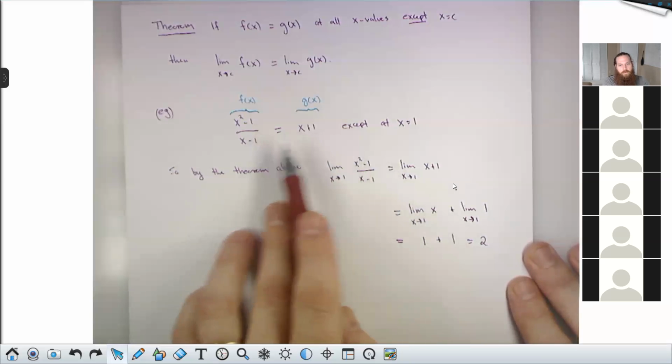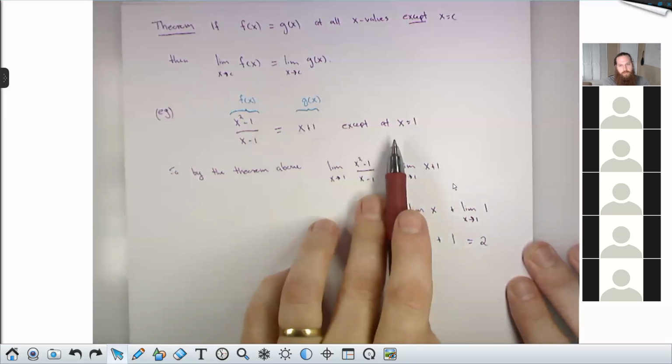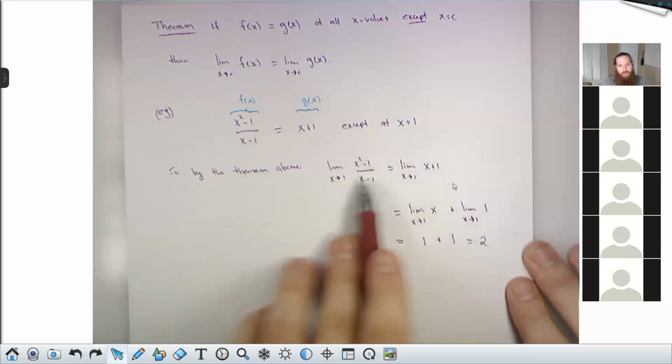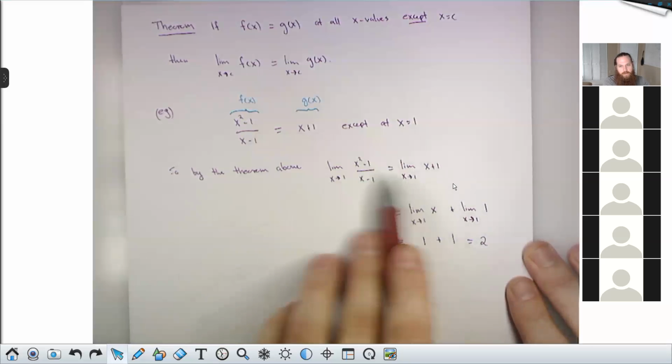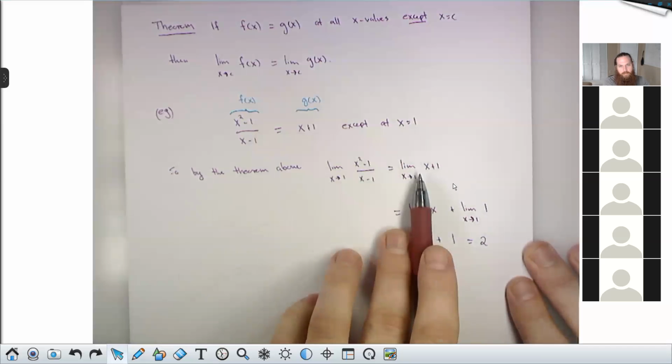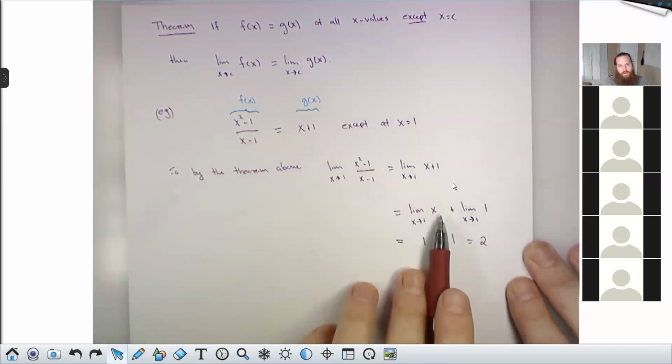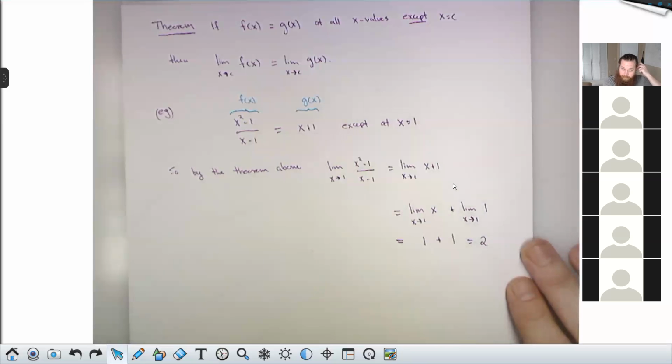Since we know that these two are equal everywhere except at x equals 1, I can take the limit of the first guy by taking the limit of the second guy. They will be the same. That's what the theorem guarantees. And then taking the limit of the second guy is easy, you just plug in.